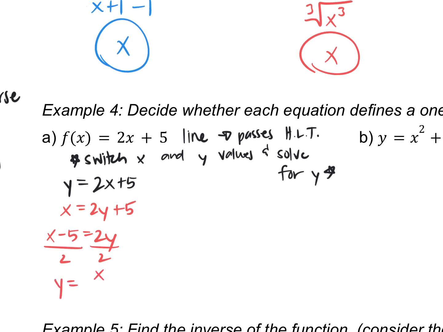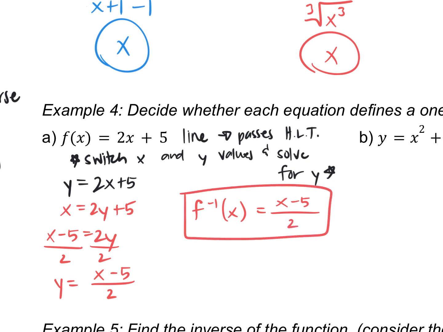So I get y equals (x minus 5) divided by 2. Now, if you left your answer like this, I would take off some points because, to me, this just looks like an equation. This is actually an inverse, so I needed to note that it is an inverse. So I need to write f inverse of x is equal to (x minus 5) divided by 2.